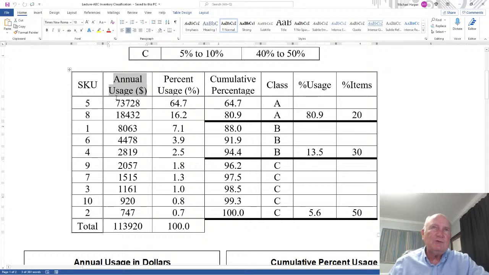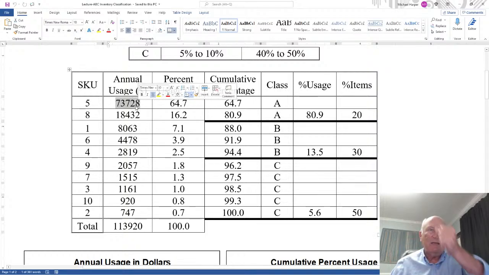For example, suppose you have a SKU item number 5, and this SKU item was a bottle that you're selling in your retail store, and it's a very popular water bottle. Over one year, this is annual, the dollar turnover in your inventory: $73,728 worth of inventory came in and went out. That's the annual usage. So it's the dollar turnover in your inventory. There are different definitions of usage. That's the definition we will use.